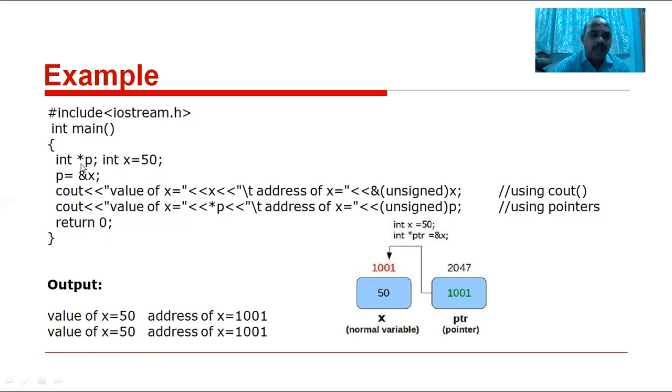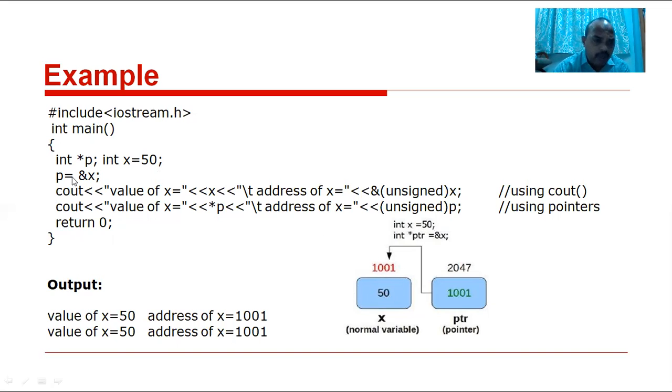Clear? Integer asterisk p. For example, here ptr is the pointer variable, and the pointer variable's address is 2047. It is not a correct address, but we can assume it. 2047 is the address of the ptr variable. Then integer variable x equal to 50. This is the name of the variable's memory location. X is the name of this memory location, and the value 50 is assigned into x's memory location. 1001 equal to address of x.